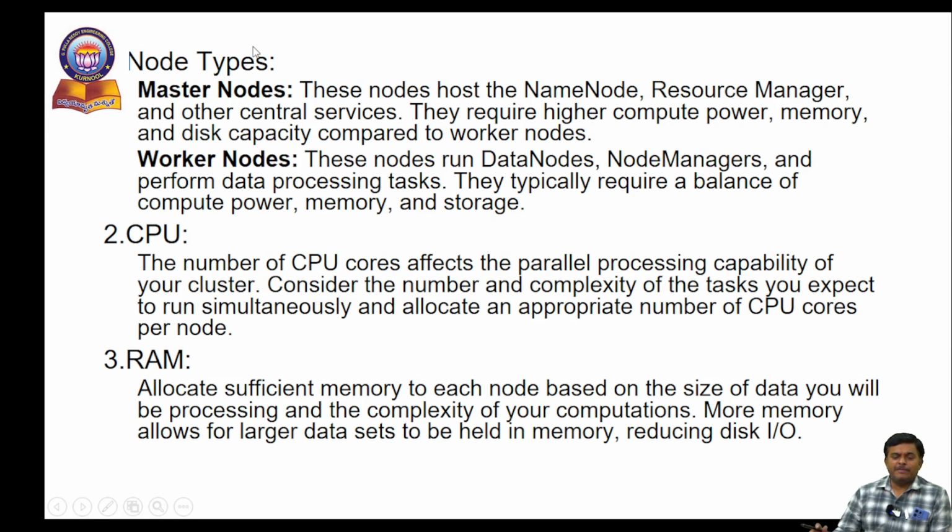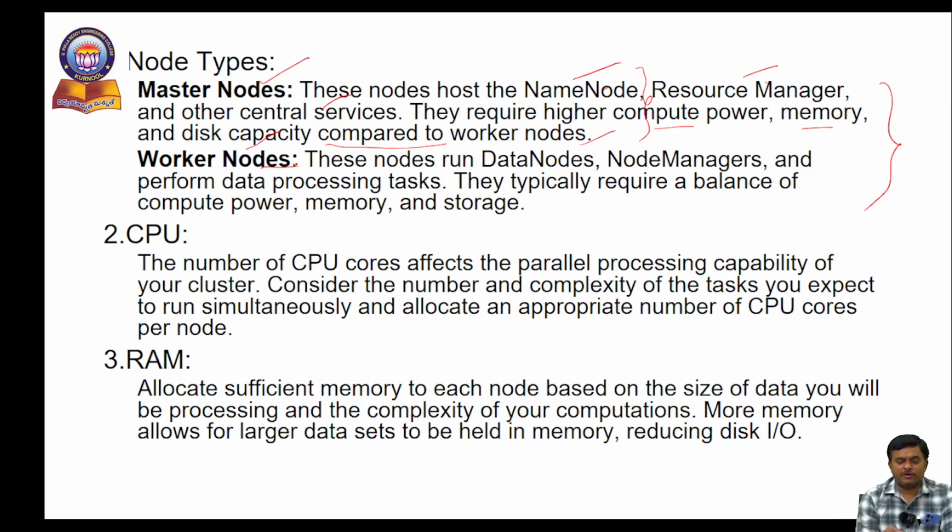Node types. So majorly in a Hadoop system, we have two nodes, master node and the worker nodes. Now we'll see in detail. The master nodes host the name node, resource manager and other central services. They require higher compute power, memory and disk capacity when compared to the worker nodes. So as we see, two types of nodes, master node and worker node. The master node needs more computational power when compared to the worker nodes.